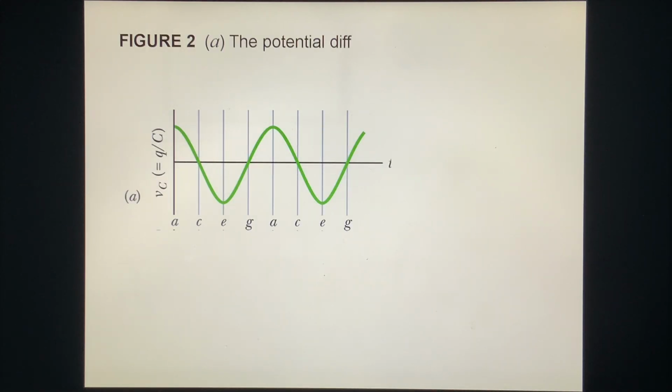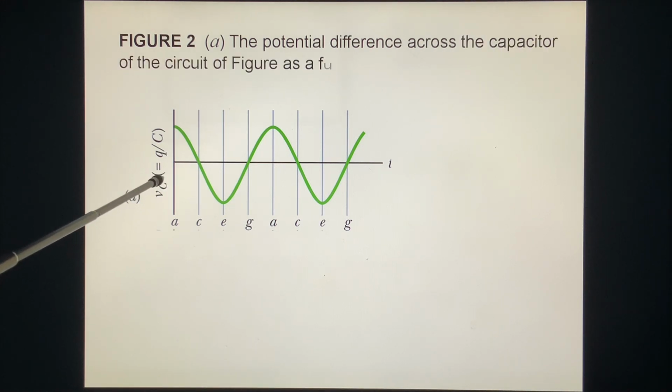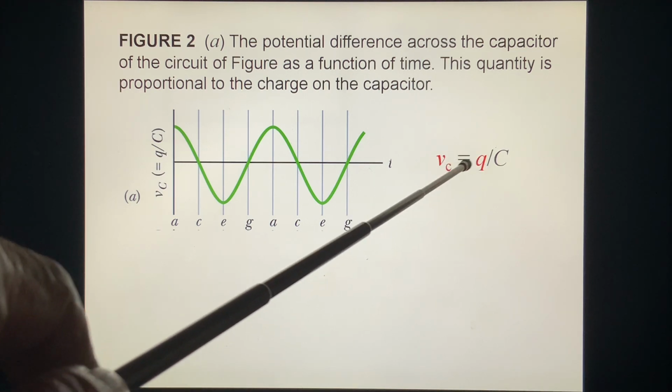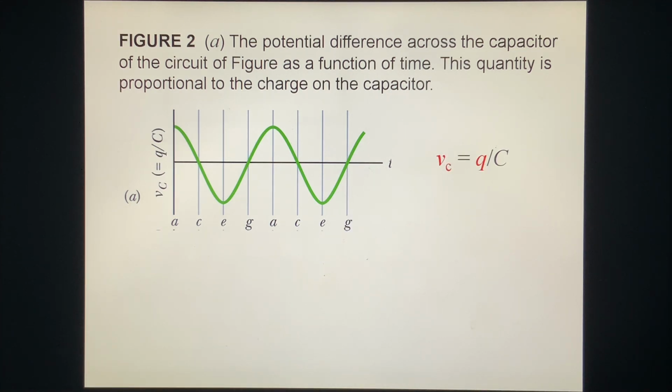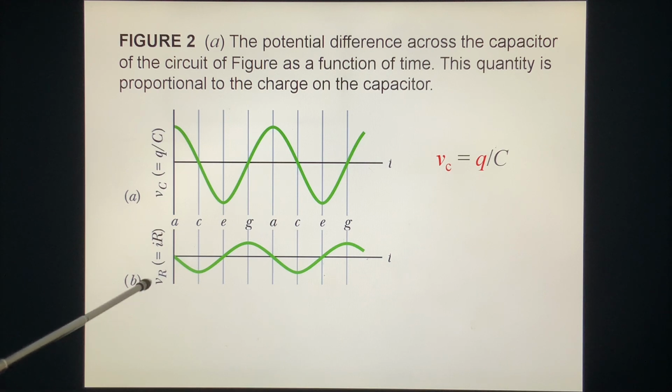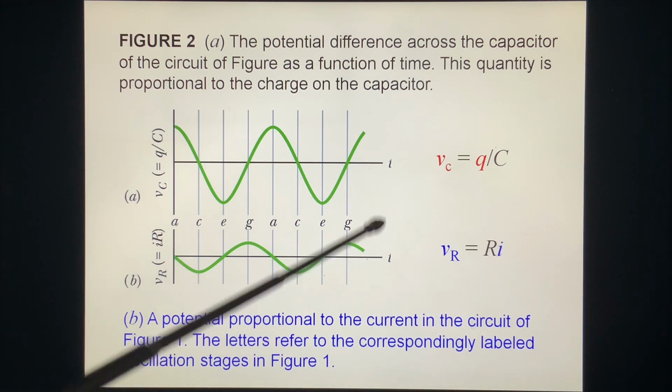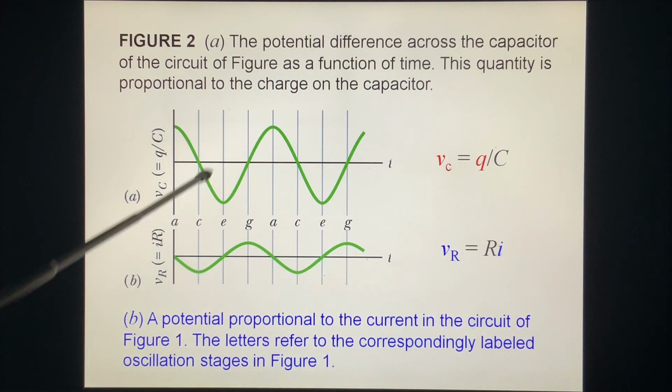This is the potential difference across the capacitor of the circuit as a function of time t, because Vc equals Q over C. Q changes, so Vc changes. And this is VR. The potential is proportional to the current times R. So actually, this is the Q situation, and this is the I situation. We can measure Vc and VR, and we find the Q and I situation, okay?